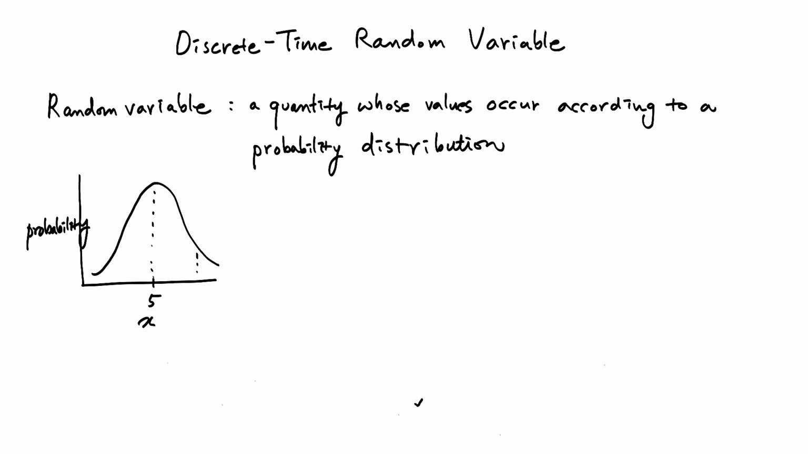And let's say this value is 6, this value is 4. And this means that when we check the value of this random variable x, most of the time we will have some value around 5, between 4 and 6. Discrete time means that we have random variables at discrete time.